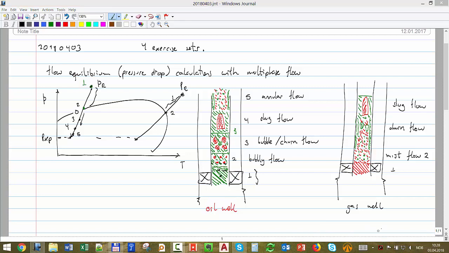Okay, and of course, there are some cases where you don't have all of them in a system, and some cases where you have all of them, but that's a general picture. That's how it looks like what we have on the flowing well, and also in the transportation line.